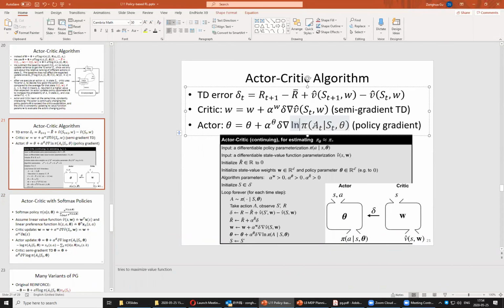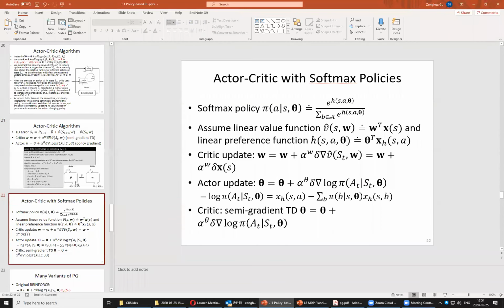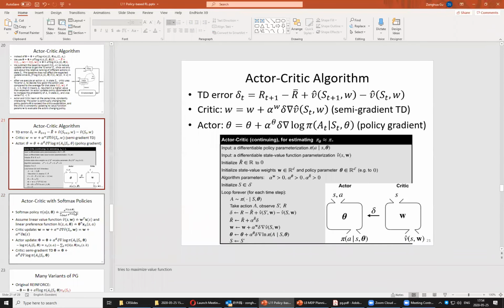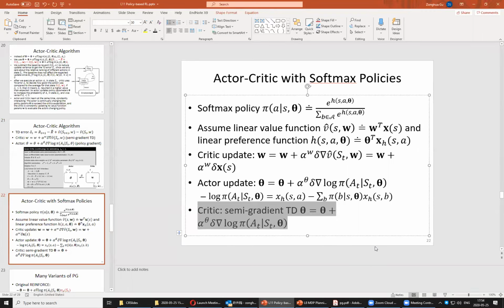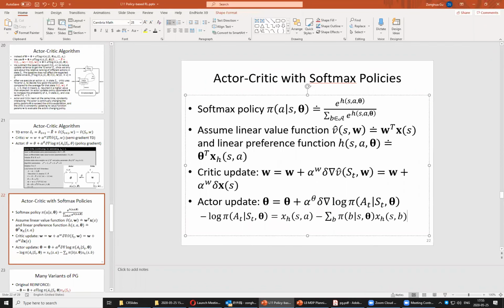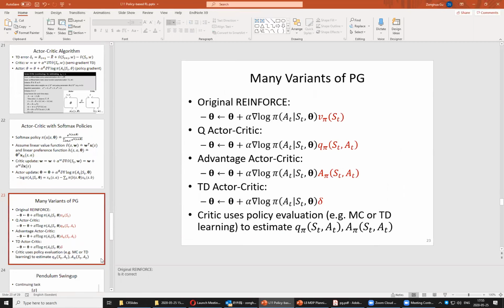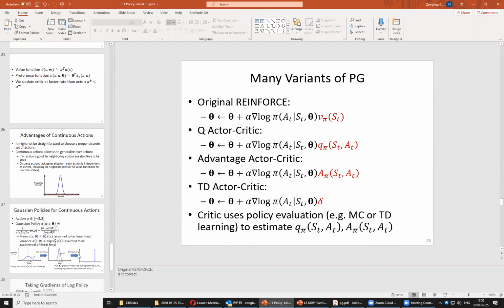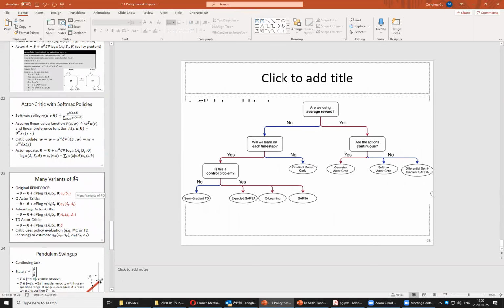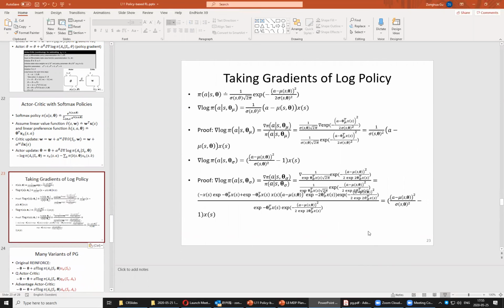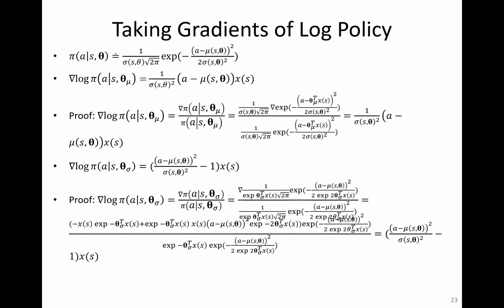Critic is this. Actor is, no, I think I got it, not really. This shouldn't be here, this is redundant. Yeah, I have this slide in a different order. It should be here. So this just shows you how to take the derivative of the log policy.